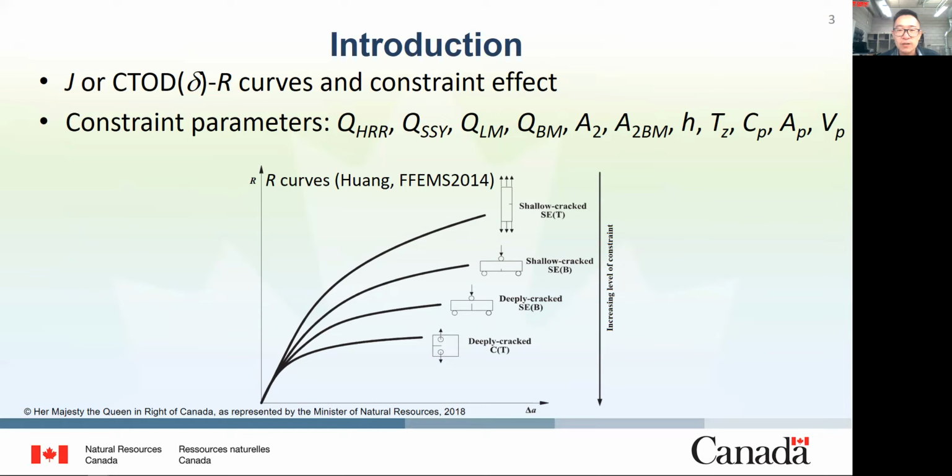Constraint parameter is a quantitative characterization of the crack tip constraint state. Existing constraint parameters include the stress-based ones, such as Q, A2, H, and TZ, and the plastic strain-based ones, such as CP, AP, and VP.